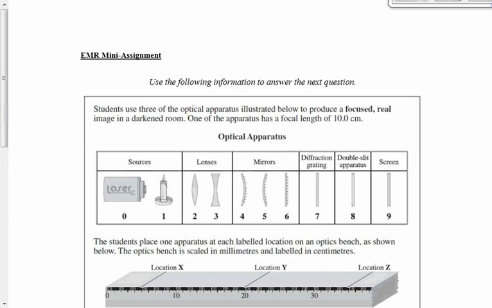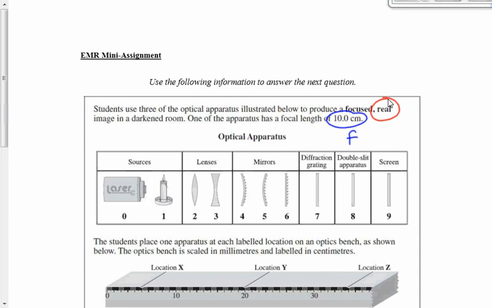First question says, students use three of the optical apparatus illustrated below to produce a focused real image in a darkened room. That's important. So important, in fact, that they bold it. It's a focused real image in a darkened room. One of the apparatus has a focal length of 10 centimeters. That's pretty important as well.